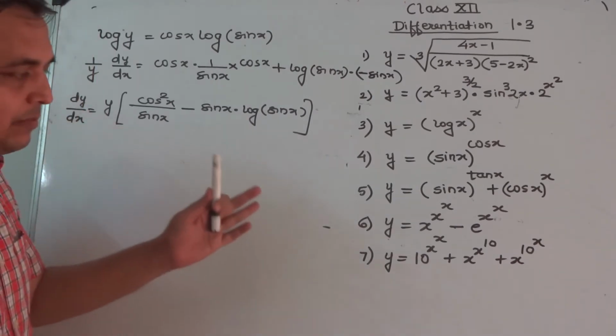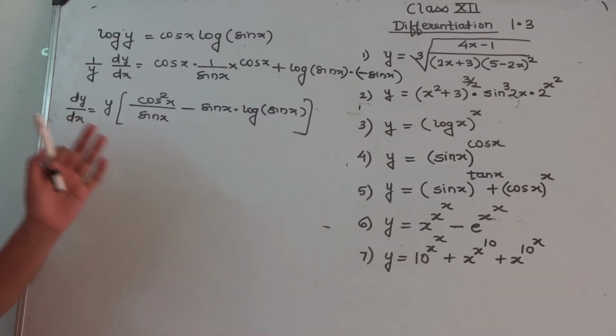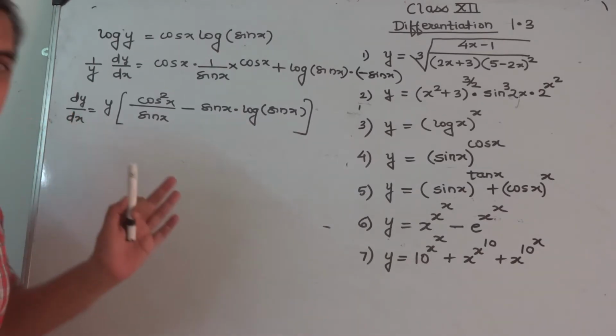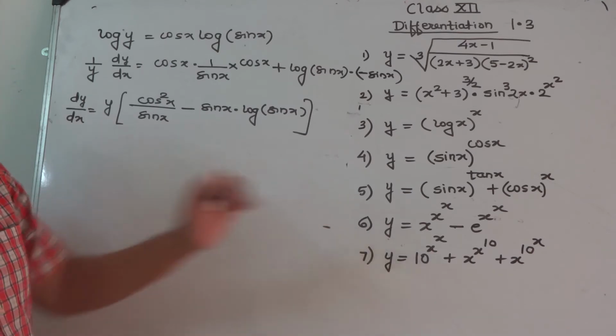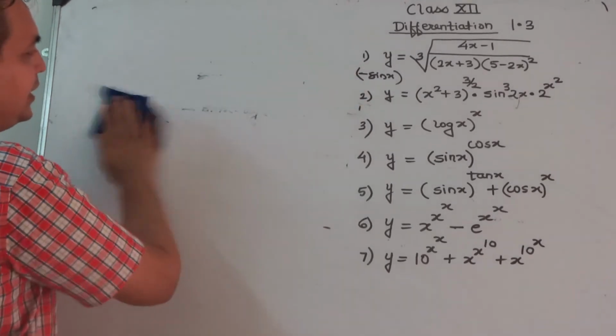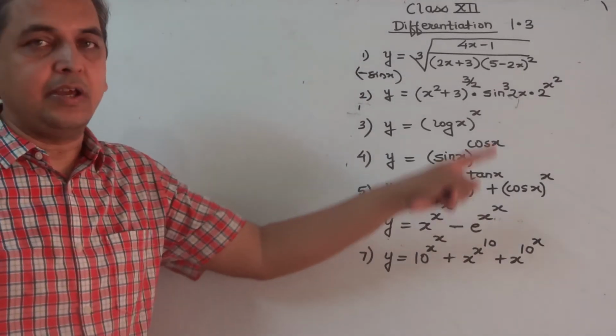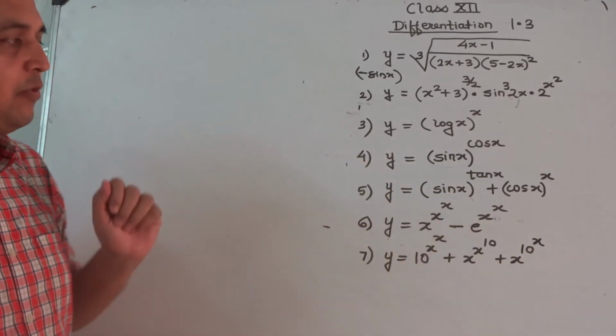Now see this question number 5, 6, 7. They are very simple questions, but I have seen many students, brilliant students, making mistakes in solving these sums. What is the basic mistake they do over here? This is again x raised to x type, so we have to take log, that is for sure.